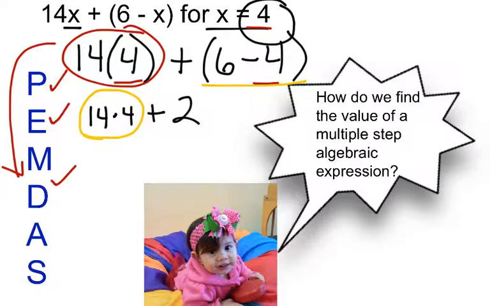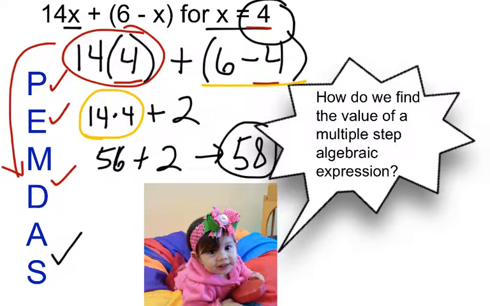14 times 4. Using the distributive property, I can do this in my head. 4 times 4 is 16. 10 times 4 is 40. 16 plus 40 is 56. And I have 56 plus 2. And again, addition and subtraction from left to right is 58. So I know that 14 times 4 plus the quantity 6 minus 4 is 58 when x equals 4. So that's a substitution expression. Let's try a few more.